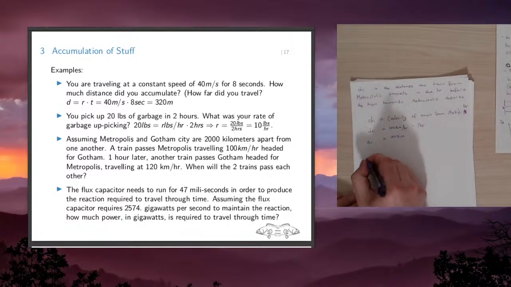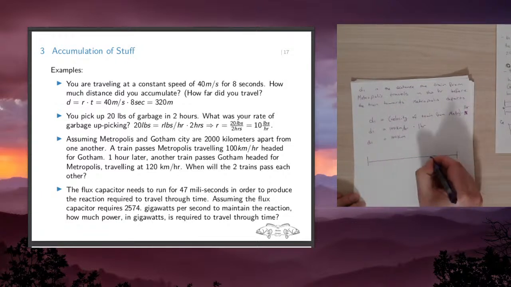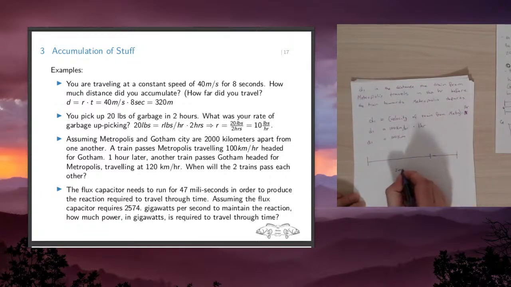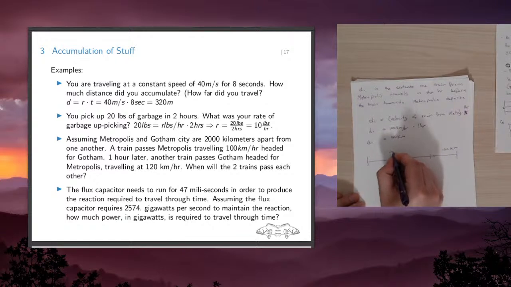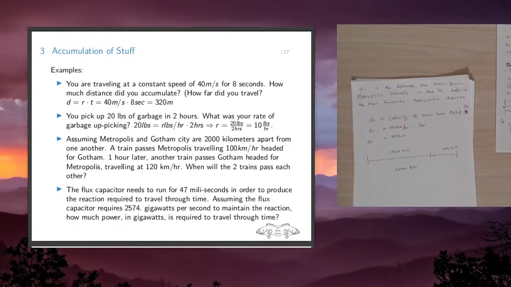So now let's go back to our picture, right? We know our total distance is 2,000. And we know that this distance now is 100 kilometers, which means that this distance has to be 1,900 kilometers, yeah? And that's not real surprising, right? I mean, if there was 2,000 kilometers total to go, and you went 100 kilometers per hour for an hour, that means you knocked off 100 kilometers, and there's 1,900 left.